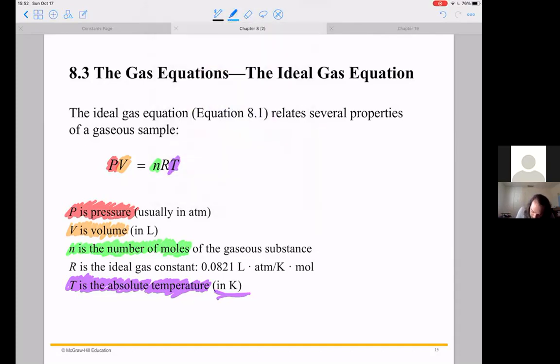The R is kind of weird in that it is what's called an ideal gas constant. It's a constant. It's just a set number. It's not a variable. You'll never solve for R or anything like that. It's just a constant number. The value of R actually depends on what units you're talking about. So here are the values given for the units: liters, ATM per Kelvin mole.